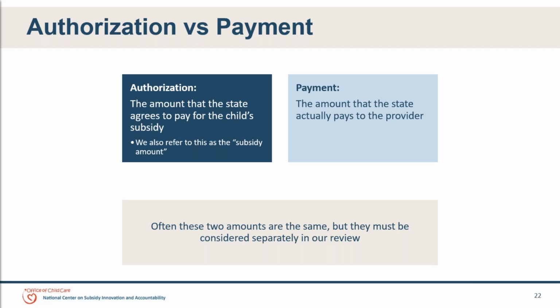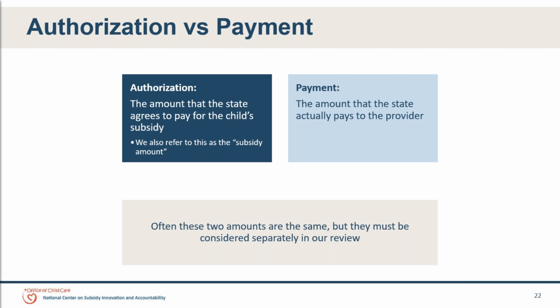Authorization. This is the amount that the state agrees to pay for the child subsidy, either at the time of the initial eligibility determination or redetermination. So this amount comes into play before the actual payment to the provider goes out the door. And we also refer to this as the subsidy amount. So authorization and subsidy are the same thing in the DCI and when you hear us using those terms.